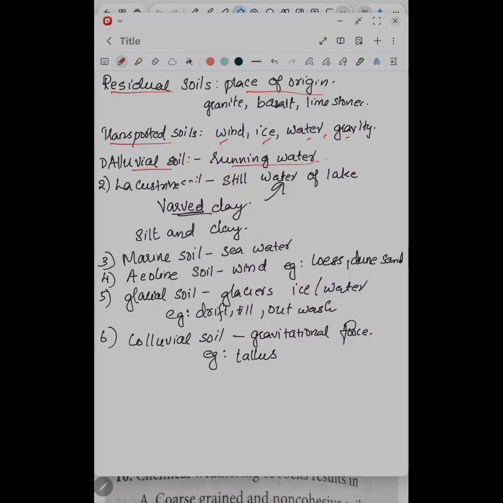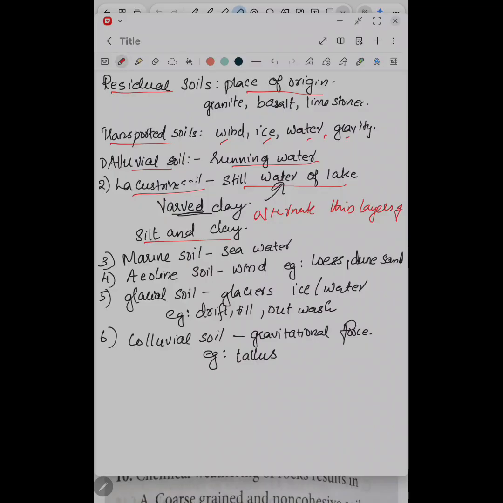The agent is running water. The lacustrine soil, this is due to still water of lakes. So varved clay is an example for lacustrine soil. That means lacustrine deposits are called varved clay. Another definition for varved clay is alternate thin layers of silt and clay, which is also called varved clay.